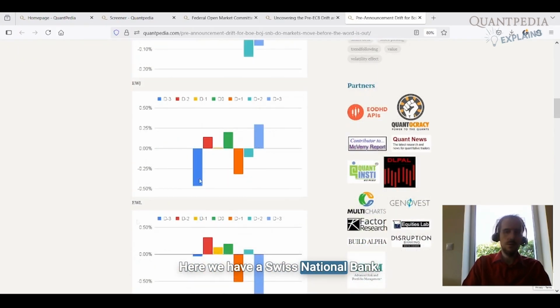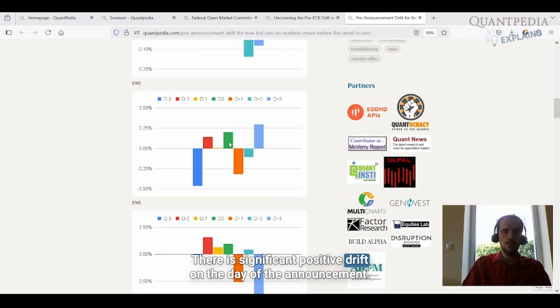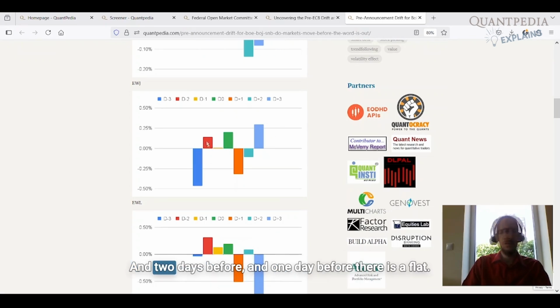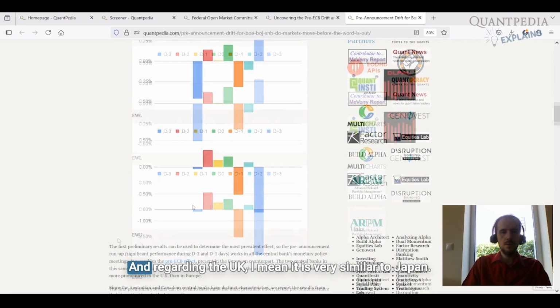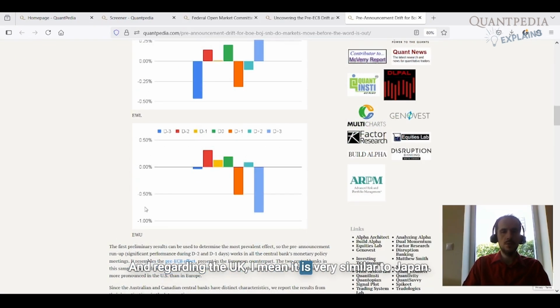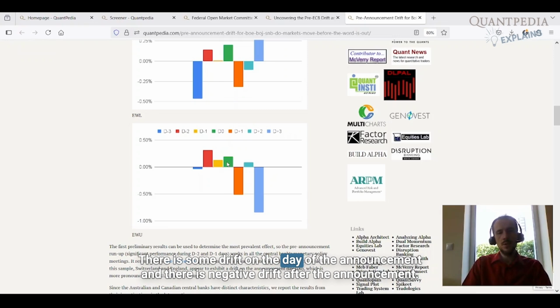Here we have the Swiss National Bank. There is significant positive drift on the day of the announcement, and 2 days before and 1 day before there is a flat, and after the announcement there is usually negative drift. And regarding the UK, it is very similar to Japan. We have a strong drift 2 days before, 1 day before. There is some drift on the day of the announcement, and there is negative drift after the announcement.